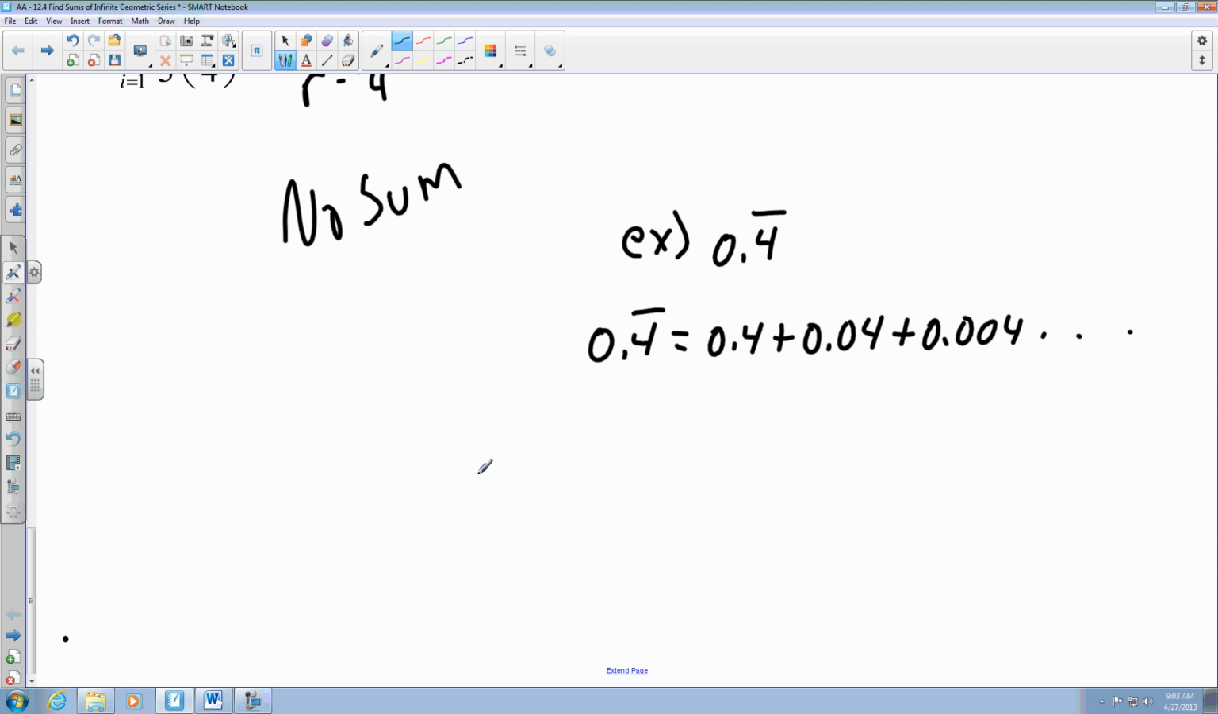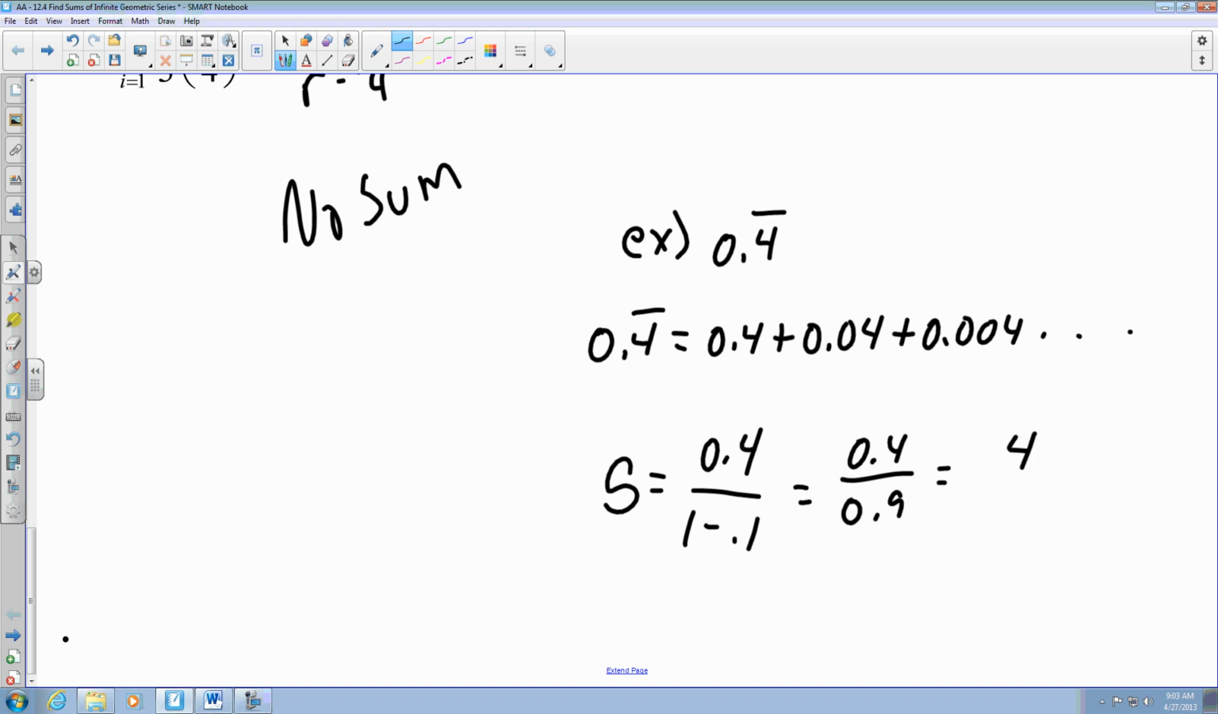So what you can do is use the equation for the series, which equals a sub 1, which is 0.4, divided by 1 minus whatever r is going to be. r is going to be dictated by 0.04 divided by 0.4, which gives me 0.1. So this is going to be 0.4 divided by 1 minus 0.1, which gives me 0.9. Put those in lowest terms, and my fraction is going to be 4/9.